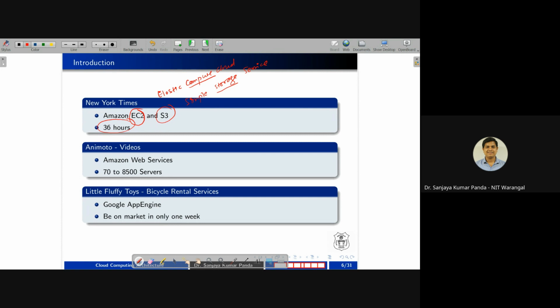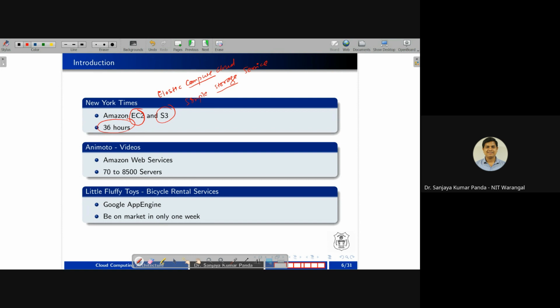Similarly, there is another company, a startup called Little Floppy Toys. This company is a bicycle rental service. In the early days, what happened when transportation was not in good condition?